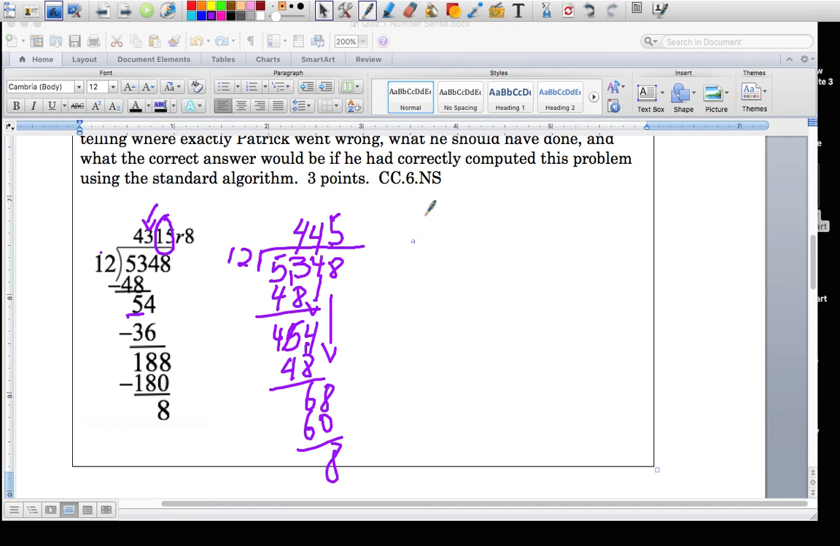So if you did the correct work side by side, you would have seen mistakes that he did. Okay, so you were supposed to write 1, 2, 3 sentences. What went wrong? Okay, what he should have done, and the correct answer. Okay, had he done this correctly using the standard algorithm. Okay, yeah, that's about it.